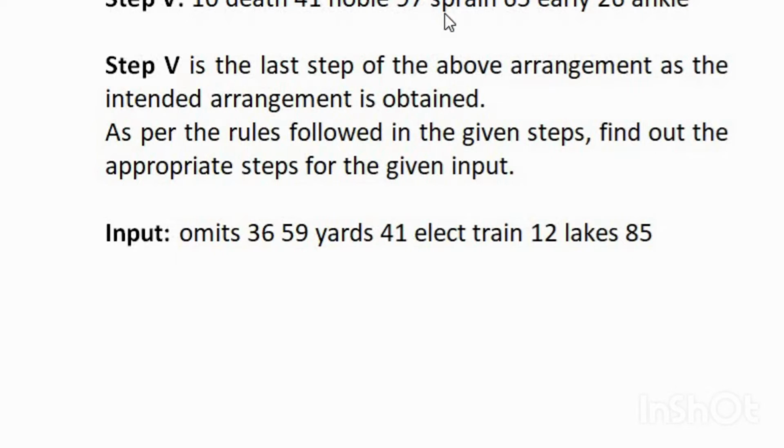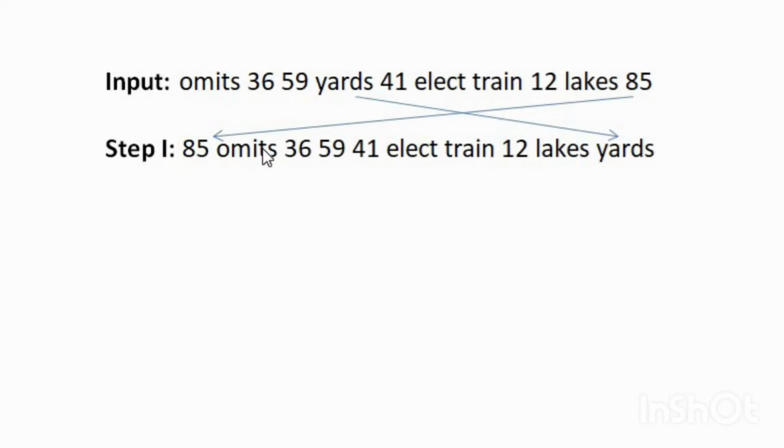So they have given you an example of an input and the arrangement of that input, and you have to do the following input as per the above arrangement. And the input is omits 36, 59, yards, 41, elect, train, 12, lakes and 85. As per the above steps, what is the first step of this input? The largest number, that is 85, will be on the LHS, and the last word, that is yards, on the RHS. So 85 will be on the LHS and yards will be on the RHS. So what will be the next step?